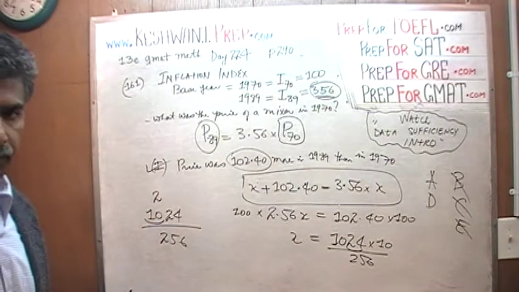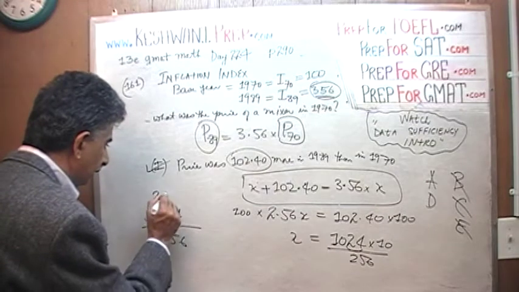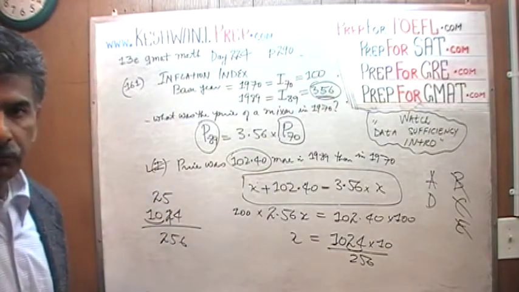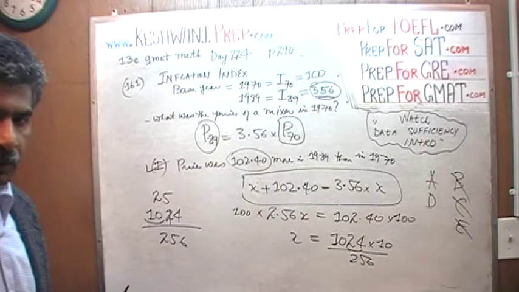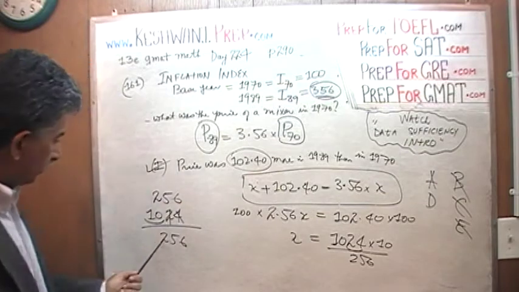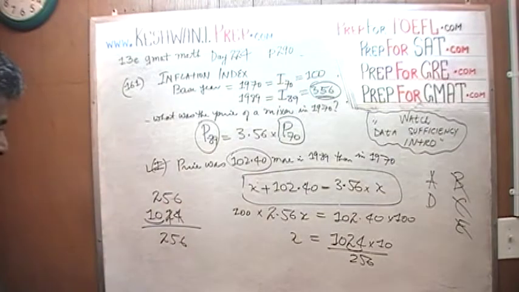How many fours in a 22? 22 has 5 fours. The remaining 2 goes and joins this guy, becomes 24. How many fours in a 24? It has 6 fours. Oh, what do you know? It's exactly 256. Oh, that makes it easy.